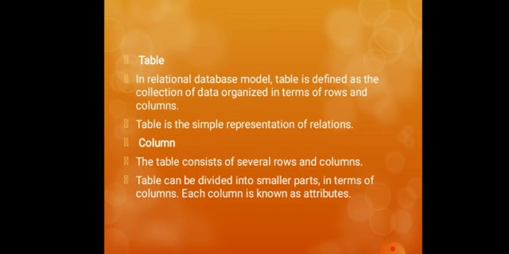Table. In the relational database model, a table is defined as a collection of data organized in terms of rows and columns. A table is a simple representation of a relation. Then column. The table consists of several rows and columns. The table can be divided into smaller parts. In terms of columns, each column is known as an attribute.